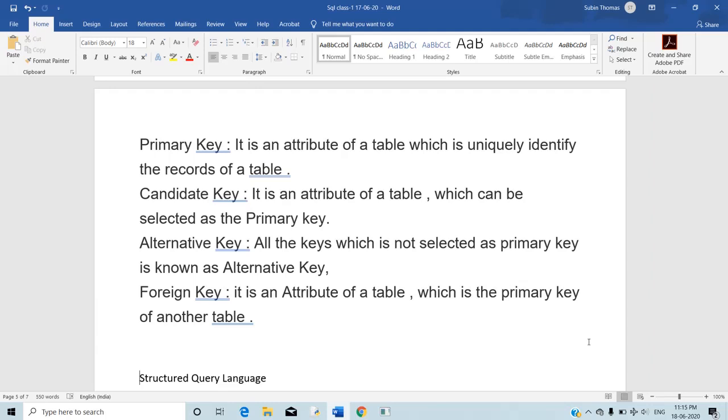Now, when I consider the employee table, I have department number there. That department number is the primary key in the department table. So in the employee table, I can say department number is the foreign key, because the same attribute is the primary key in the department table. So that is your foreign key. These are the four main definitions: primary key, candidate key, alternative key and foreign key.